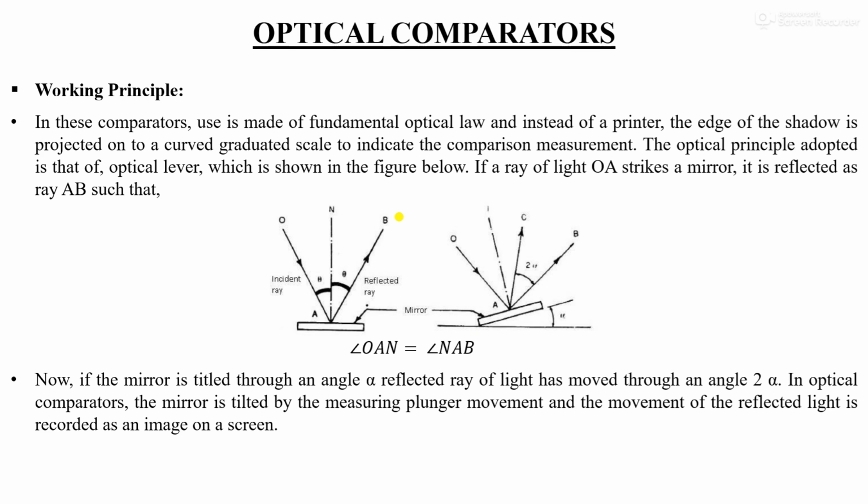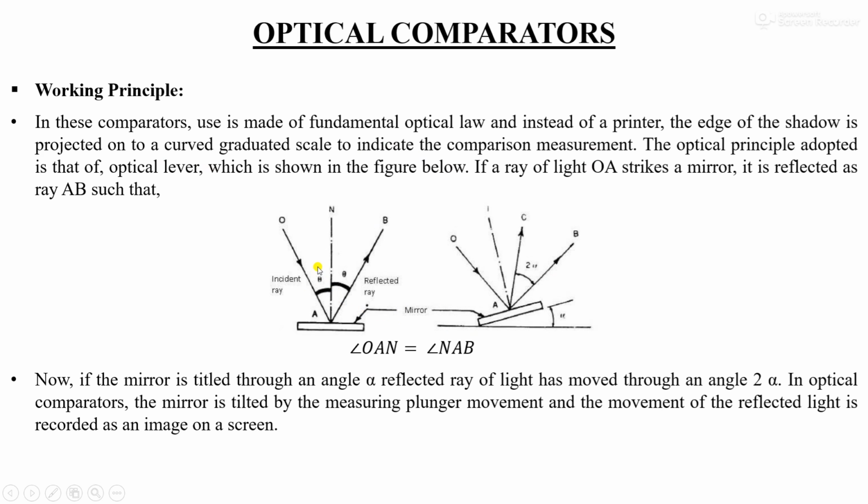And in the shadow, instead of a pointer, we use the edge of the shadow, which is projected on a curved graduated scale. The reflected ray in this case will reflect on a graduated scale instead of a pointer, which will show us the comparison measurement.